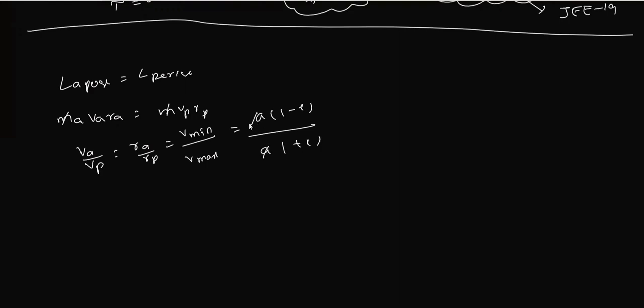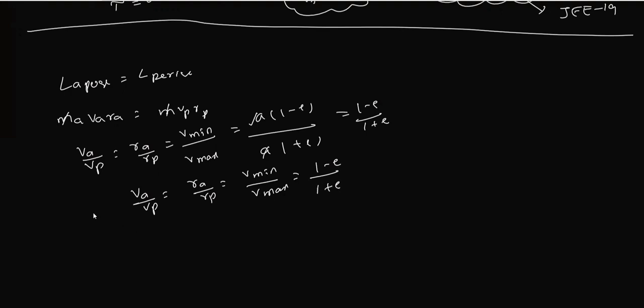So this A also will get cancelled. Therefore, what will we get here finally? 1 minus E divided by 1 plus E. Therefore, if I conclude here, VA by VP equal to what we can write? RA by RP equal to V minimum divided by V maximum, that equals 1 minus E divided by 1 plus E. This is a standard relation which we have to remember under Kepler's second law.